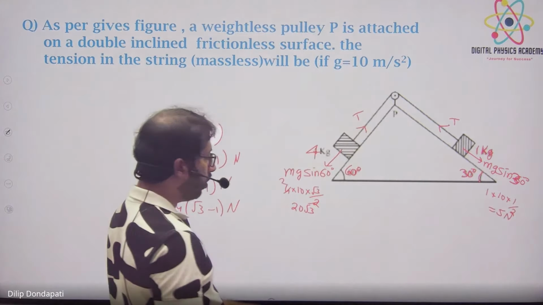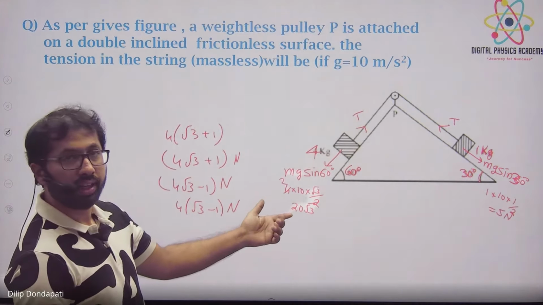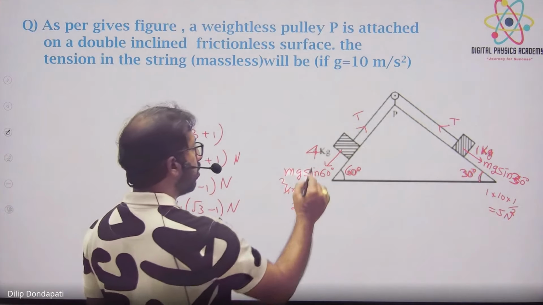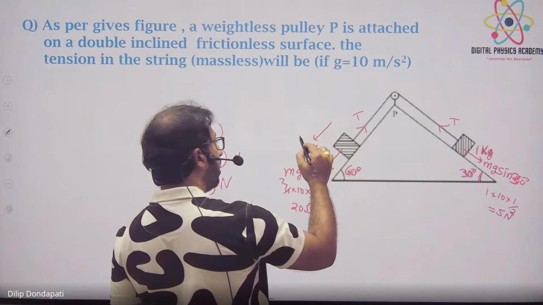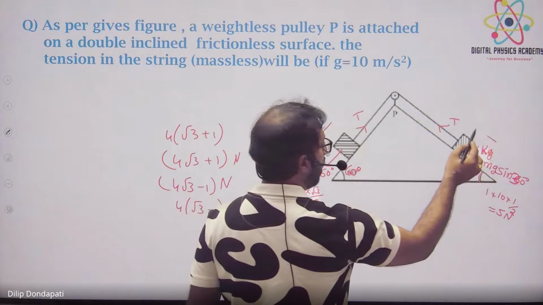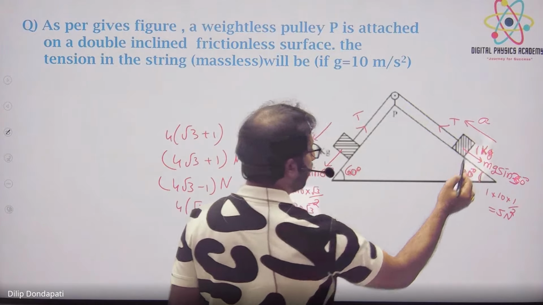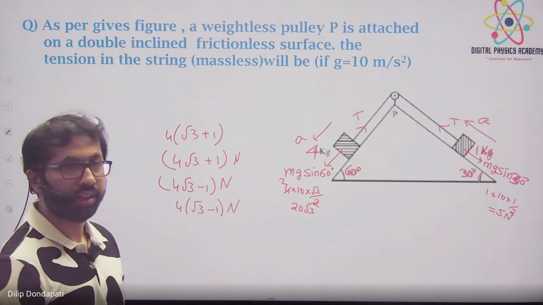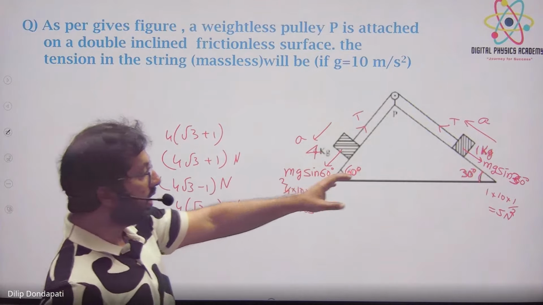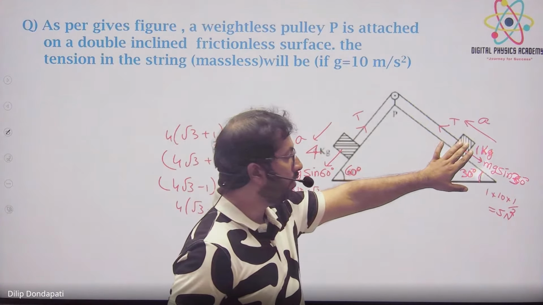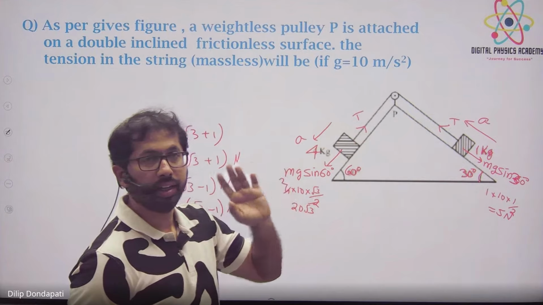So which force is more? This force is more, right? This direction force is more. That's why आपको क्या आएगा? इधर acceleration इस तरफ जाएगा a and a ऊपर जाएगा acceleration a. Okay. Now apply the free body diagram for each and every body. Net force equal to ma लगाने का, right? Net force equal to ma.